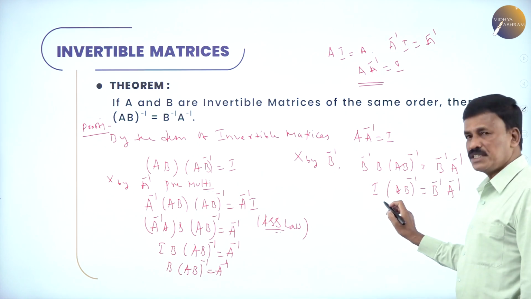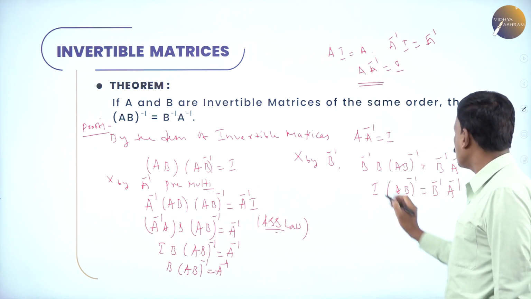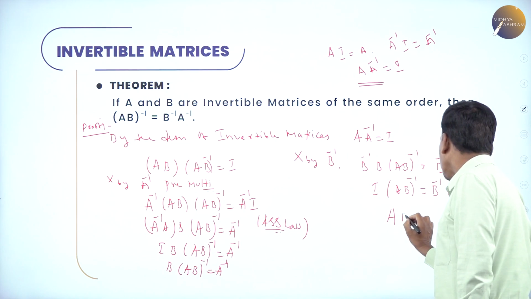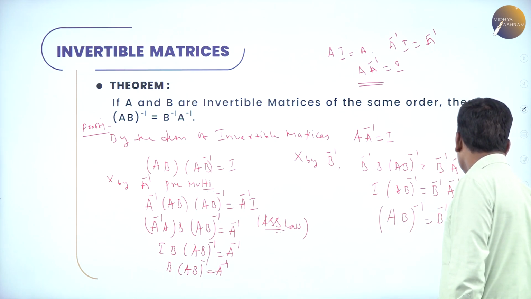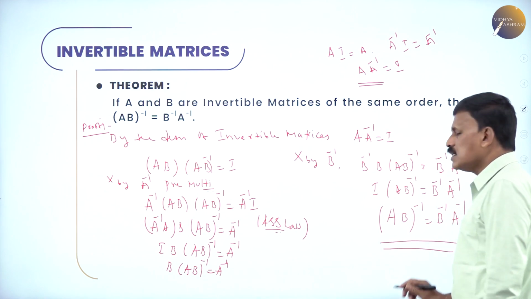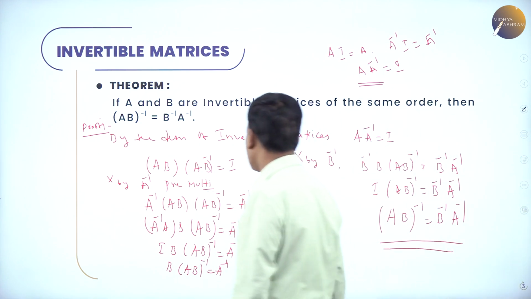Again, using the identity property, I into any matrix is equal to the same matrix. So therefore, (AB) whole inverse is equal to B inverse into A inverse. This is your theorem, that is an invertible property. So, the reversal law of inverses.